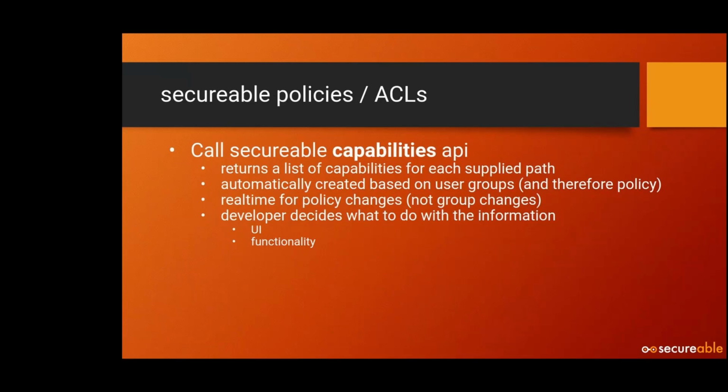And again, from the SDK, you can just query the capabilities. So you say, this is the path and this is the user. What can they do? And SECURABLE will then return a list of the capabilities that that person can do. Now, you can then use that to turn on or turn off certain features in the UI, for example.